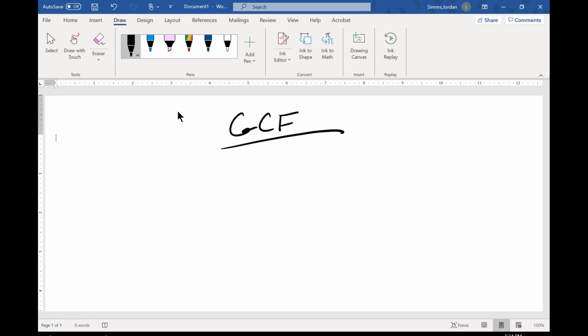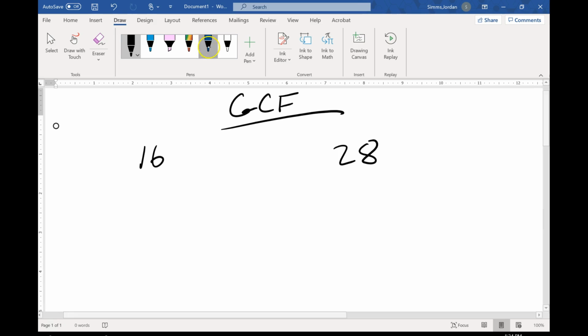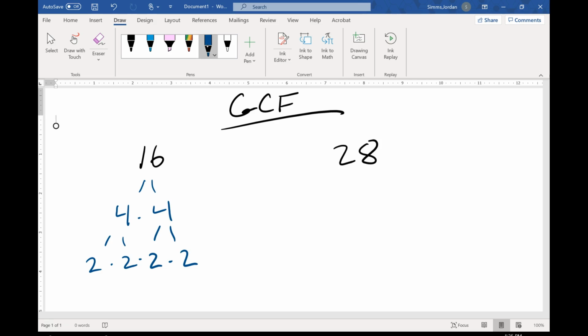Now I just made up two numbers. Let's say we had to find the GCF of 16 and 28. So what we're going to do, let's do some prime factorization. Take this right down to its prime factors. 16 is 4 times 4, and each of those factors out into 2 times 2. All right? So there's my primes for 16. Let's go 4 times 7 for 28, and we'll take that down right to primes as well. It's usually a good idea.